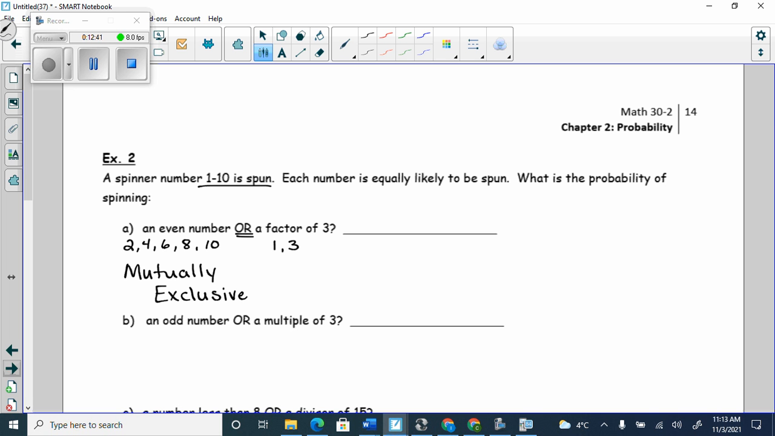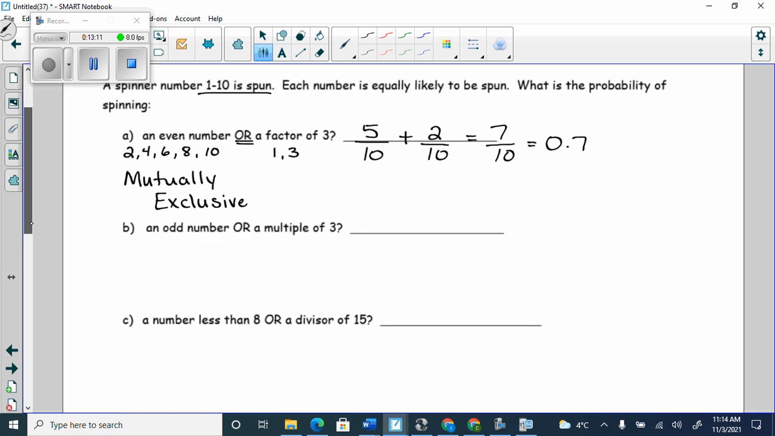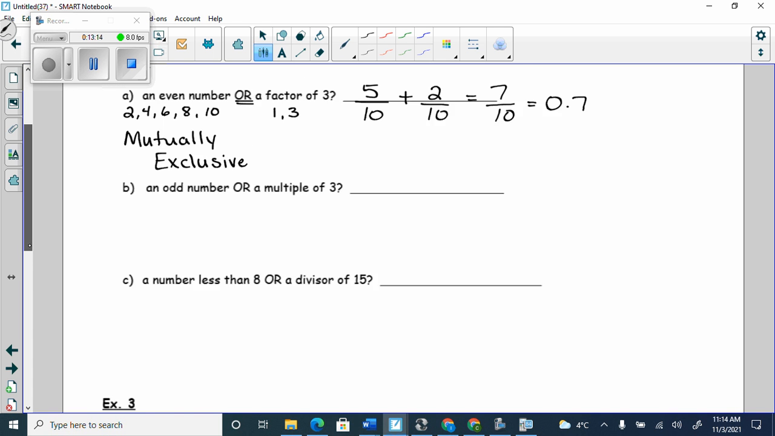And when it's mutually exclusive, then I can just add the two probabilities and I'm done. Right? So an even number would be 5 out of 10. And some people want to reduce. Don't reduce. If you reduce, you're going to have different denominators. They won't be common. It's harder to put them together. So 5 out of 10 plus factor of 3 is 2 out of 10. So it equals 7 out of 10, or 0.7. Right? I want you to do B and C.